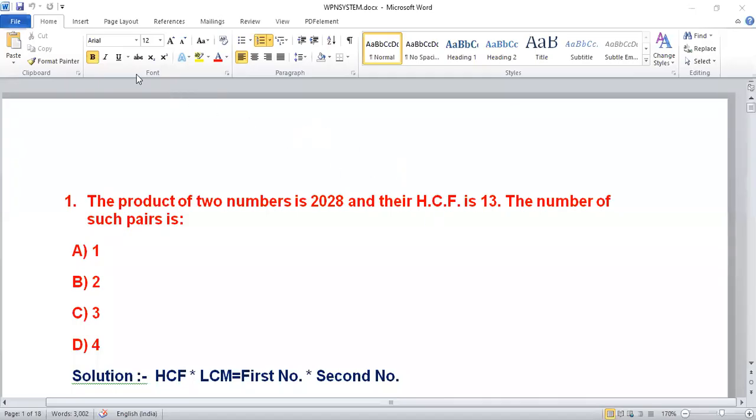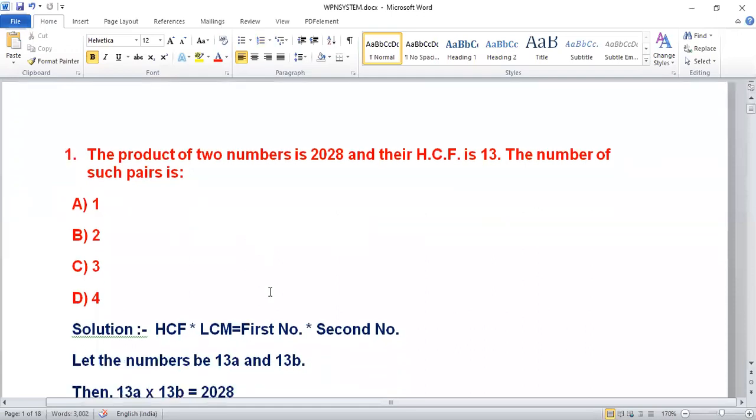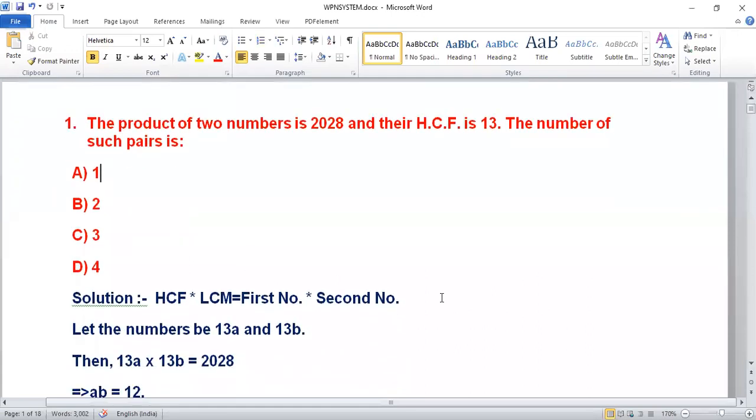Okay, as you can see on the screen, the name of this topic is HCF versus LCM. The first basic formula that we are going to use in it, this one is the most important formula: HCF multiplied by LCM equals first number multiplied by second number.